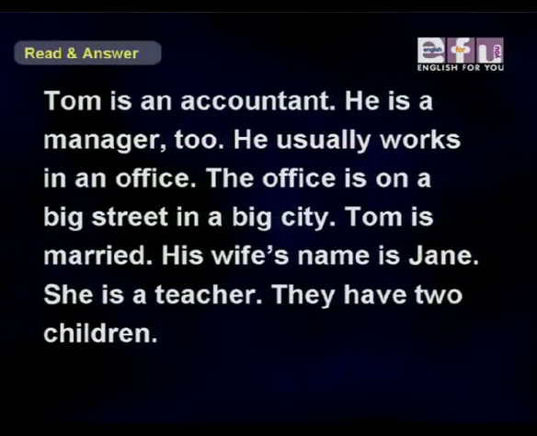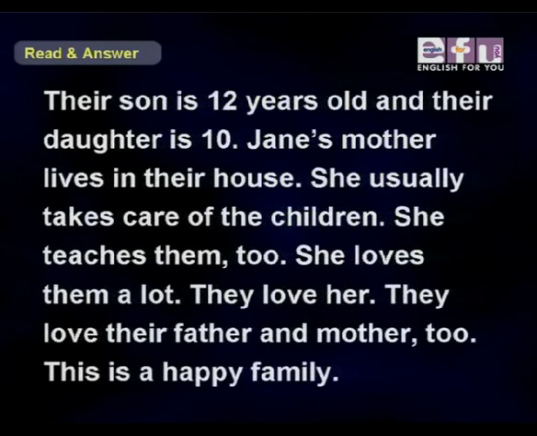Tom is an accountant. He is a manager too. He usually works in an office. The office is on a big street in a big city. Tom is married. His wife's name is Jane. She is a teacher. They have 2 children. Their son is 12 years old, and their daughter is 10.